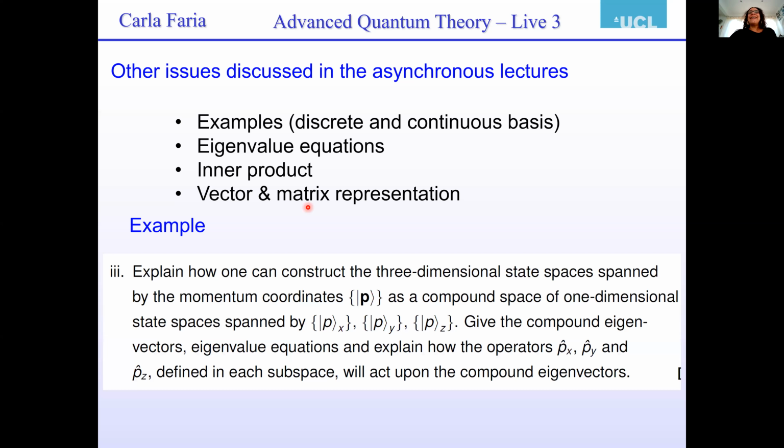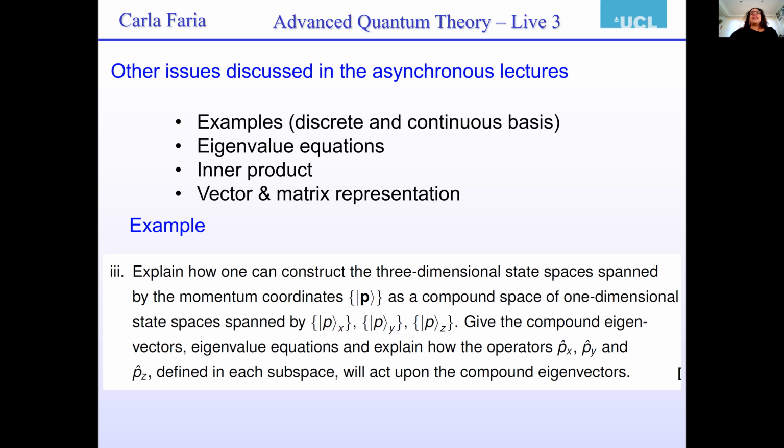And one example, for instance, we did this in X space, but this was actually an exam question: how you can construct the 3-dimensional state space spanned by the momentum coordinates, P, as a compound space of 1-dimensional state spaces spanned by Px, Py, and Pz. So this is a situation where you have a continuous 3D state space, and you have 3 continuous basis sets, each of them being associated with the 1-dimensional P space. And it's asking you to give everything: compound eigenvectors, eigenvalue equations, and explain how the operators will act upon them.